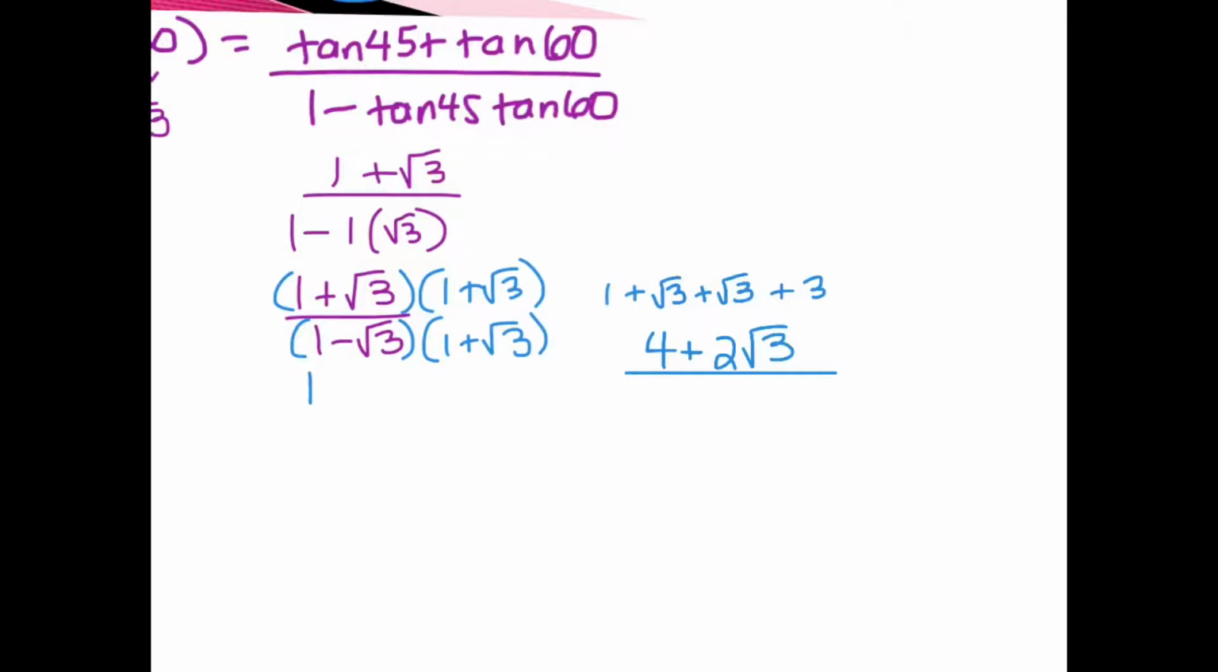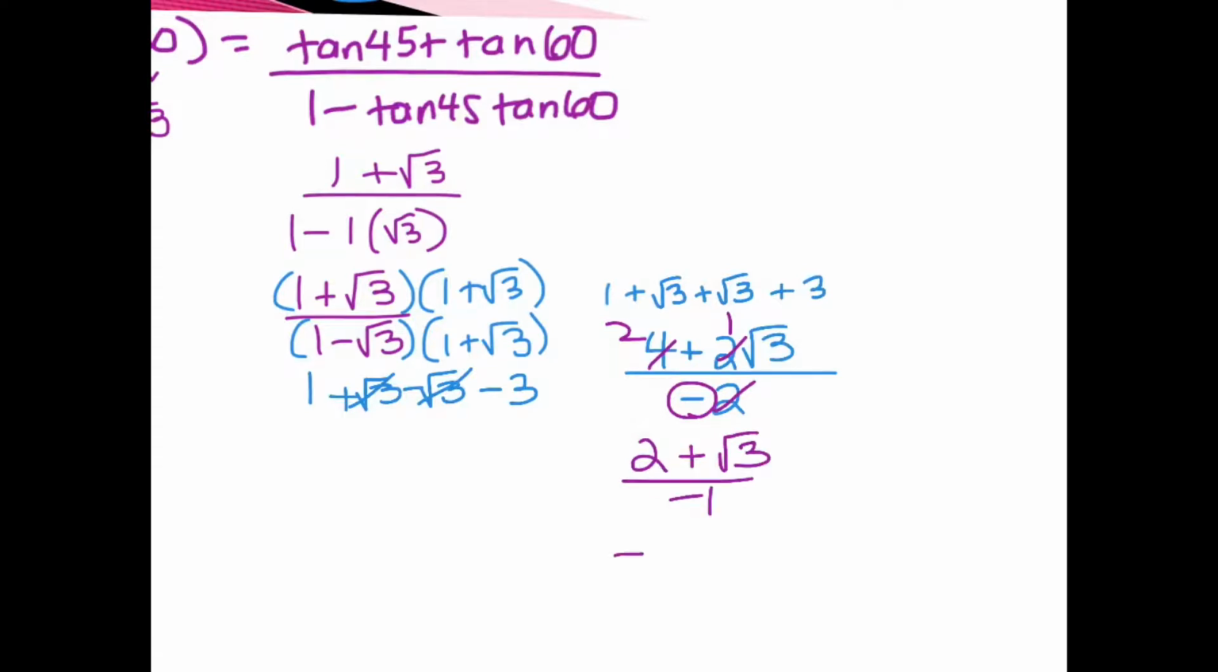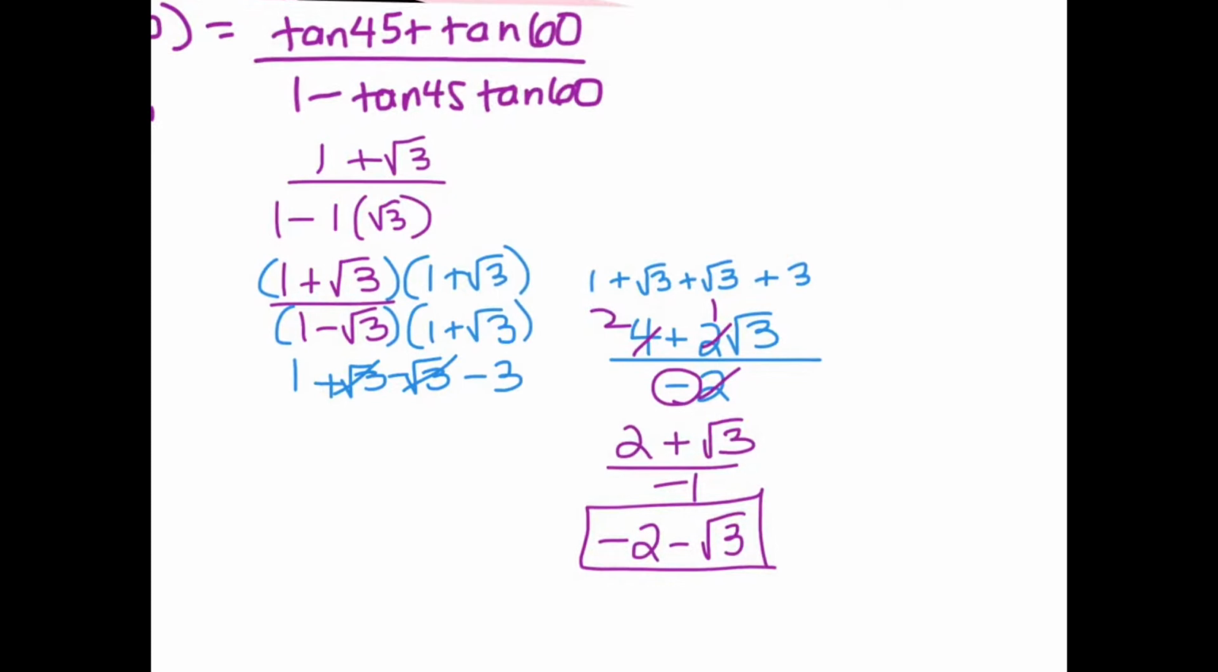The denominator would be 1 plus root 3 minus root 3 minus root 3 times root 3, which is 3. The positive and negative root 3's cancel. 1 minus 3 is negative 2. You can also use your shortcut there, which is a squared minus b squared. The negative 2 goes into both the 4 and the 2. So I can either write it as 2 plus root 3 over negative 1, or take it one step further to simplify it, making it negative 2 minus root 3. And that's as simplified as it gets.